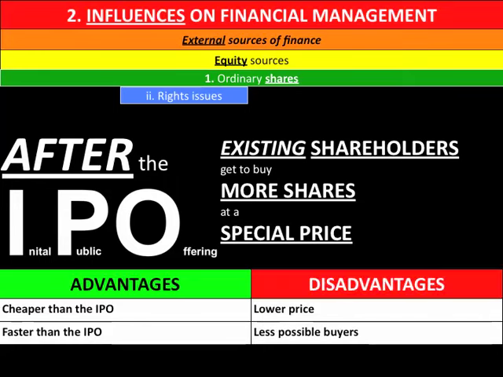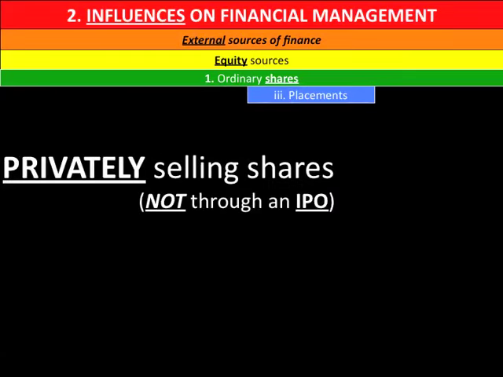The disadvantage, though, is that special price. You're probably going to get a lower price and you're going to have fewer possible buyers because you're not inviting new shareholders in. If you have another public offering and offer shares to everyone, you have the existing shareholders, they might like to buy some more. And you've also got new shareholders. But with a rights issue, it doesn't work that way. You're stuck with the owners that you've already got.